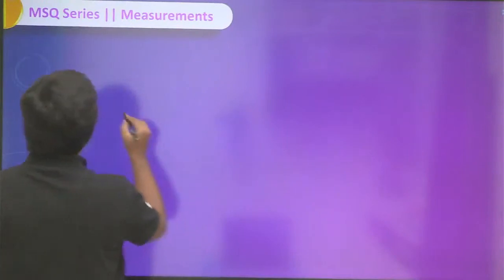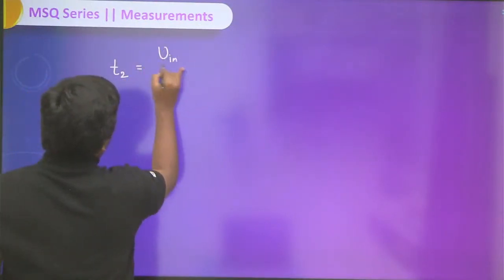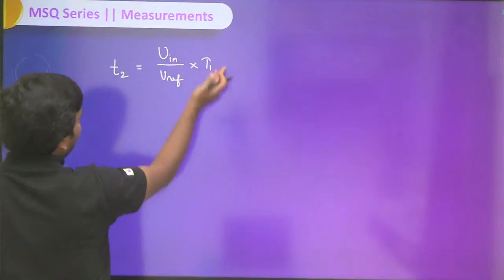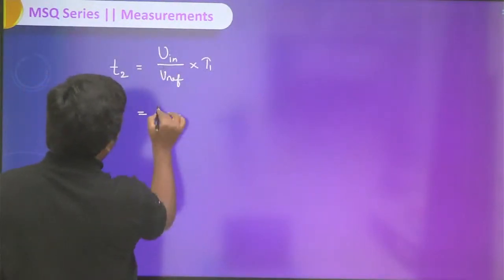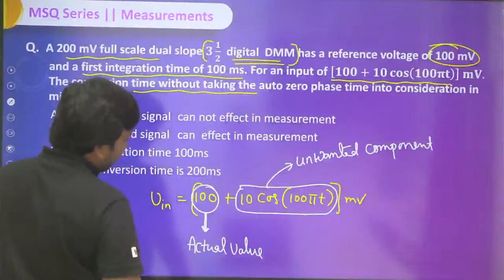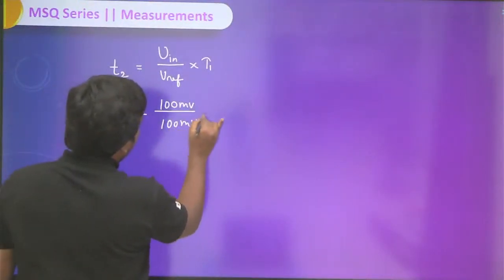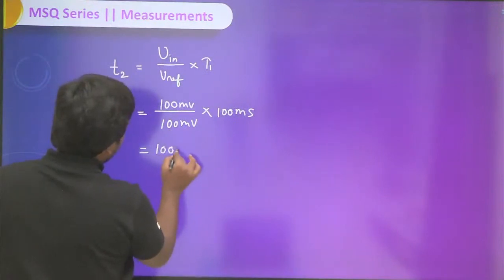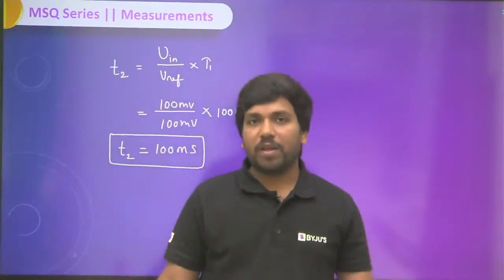First of all, according to the dual slope DVM, we all know that the second integration time T2 is equal to the input voltage divided by the reference voltage, multiplied by the first integration time capital T1. Clear? What is Vin here? The first integration time is 100 milliseconds. Vin is 100 millivolt, because as I said, we need to take only the DC part, not the sinusoidal component. The reference is also 100 millivolt, and T1 is 100 milliseconds. So obviously the first and second integration times are the same, because the reference and input voltage amplitudes are the same.